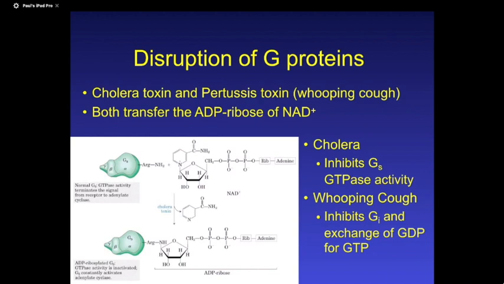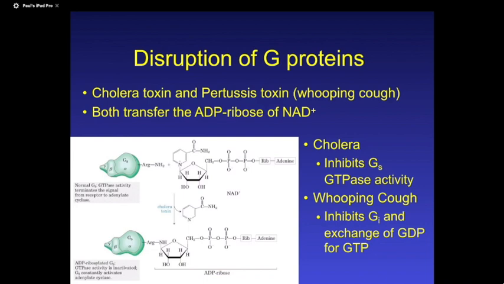And so we always need to have a biological system where we turn it on and turn it off. Whooping cough inhibits the Gi, and it stops the exchange of GDP for GTP. And so when the signal comes in to downregulate a process, the whooping cough will not allow us to downregulate. Both of these, cholera and whooping cough, will disrupt the normal signaling pathway.